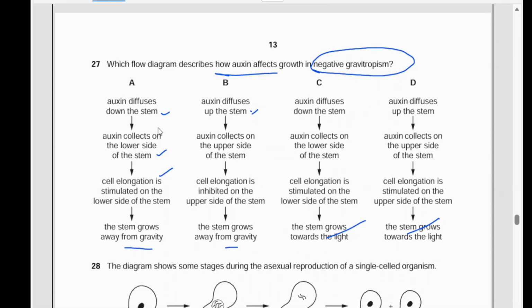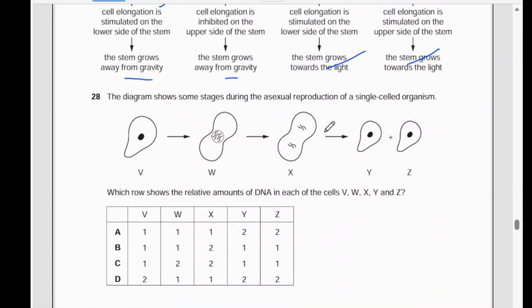Okay. The diagram shows some stages during the asexual reproduction in a single cell organism. Let's say bacteria. Okay, first of all, their chromosomes, it's asexual reproduction. So the second step is where they get duplicated, and then there would be division into two cells. What is the relative amount of DNA in each of the following? So 1, 2, 2, 1, and 1. Correct.